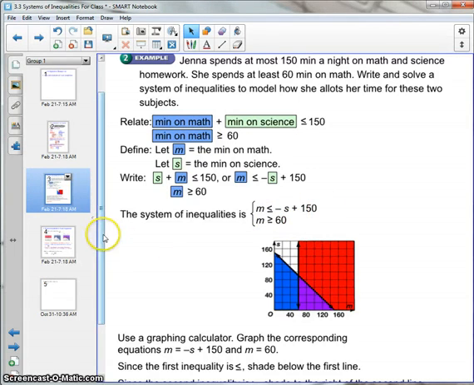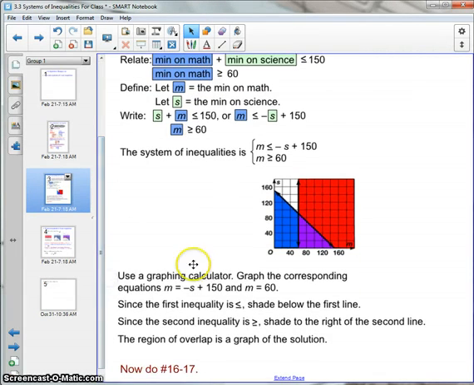So looking here, you could use a graphing calculator if you wanted to figure out the shading. But it says in the first inequality is less than or equal to. So we want to shade below. So the values of m are less than or equal to the boundary line. So looking at this blue region here, that would be our solution for our first inequality.